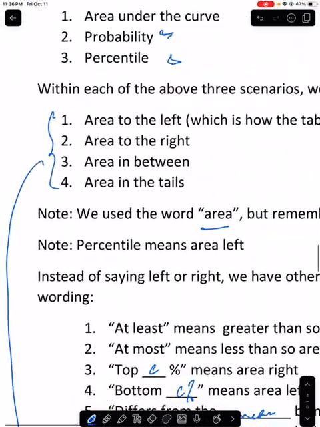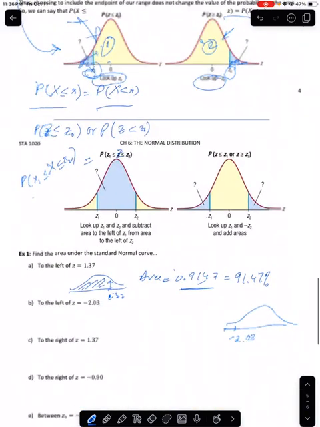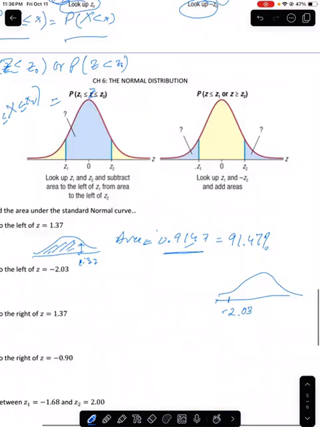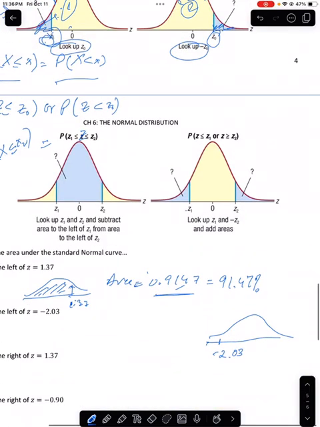Because we were looking at what? This, the value over here. So it does make sense, right? So the area in this case is 0.0212.